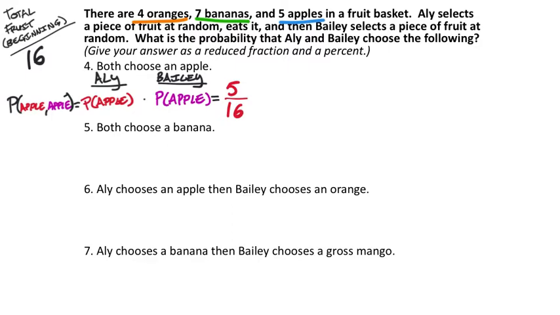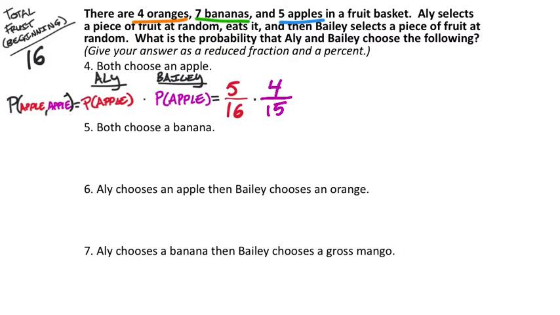Now for Bailey, she wants the probability of an apple, but think about this. Allie took one of those apples and ate it. So how many apples are left in the basket? That's our numerator. There are 4 apples left because Allie took one and ate it. And it also reduced the number of pieces of fruit in the basket by 1. So that's 15 total pieces of fruit now.